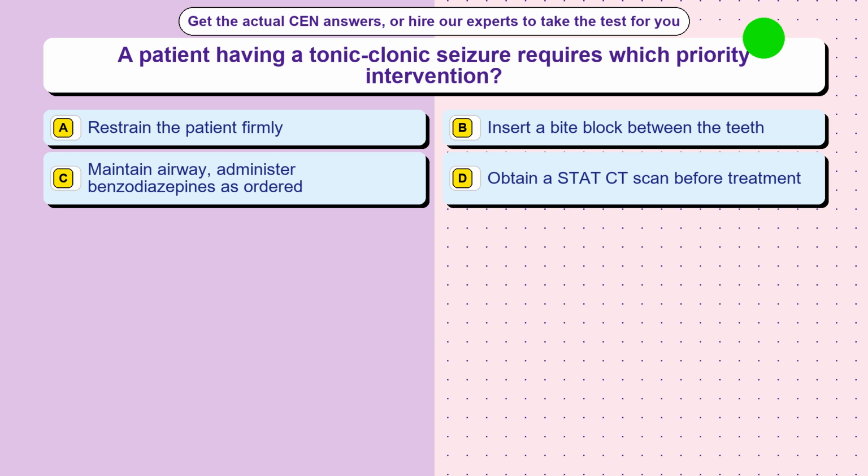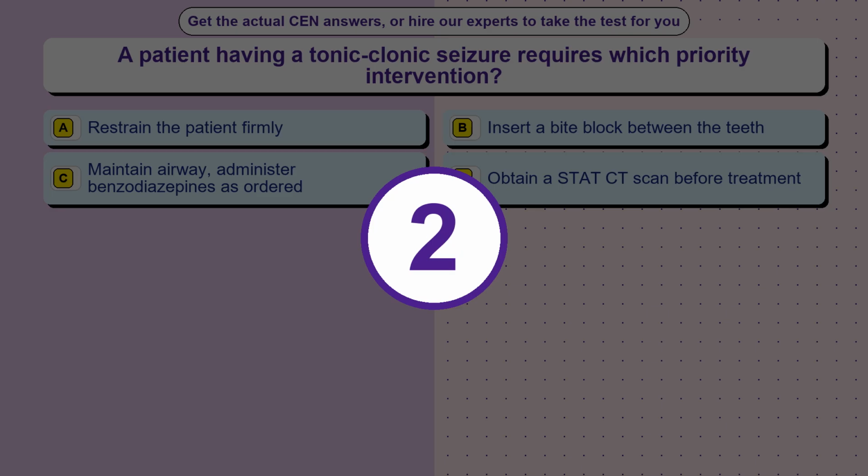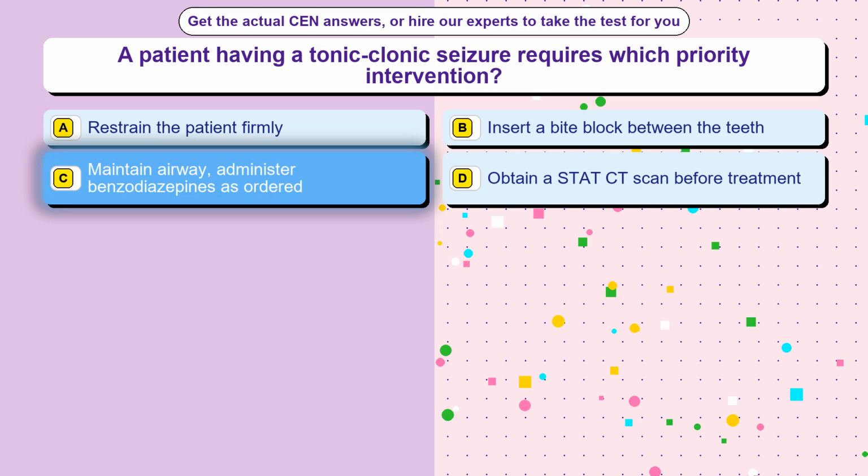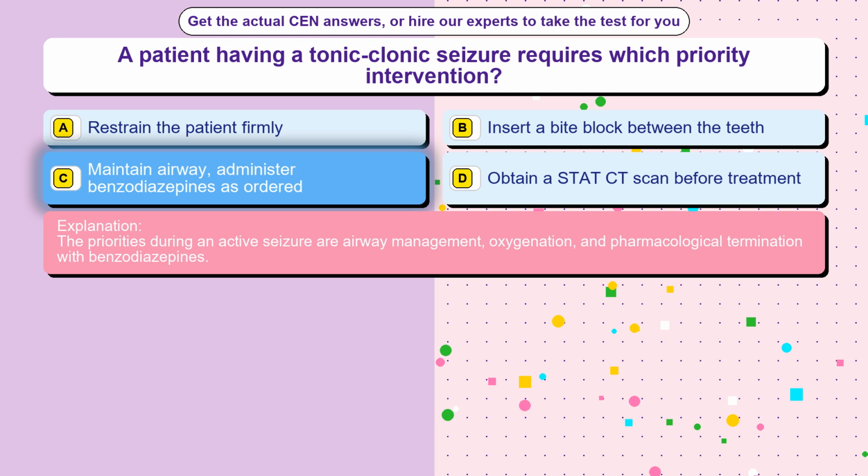Question 80. A patient having a tonic-clonic seizure requires which priority intervention? Option A, restrain the patient firmly. Option B, insert a bite block between the teeth. Option C, maintain airway, administer benzodiazepines as ordered. Option D, obtain a stat CT scan before treatment. The correct answer is option C, maintain airway, administer benzodiazepines as ordered. The priorities during an active seizure are airway management, oxygenation, and pharmacological termination with benzodiazepines.